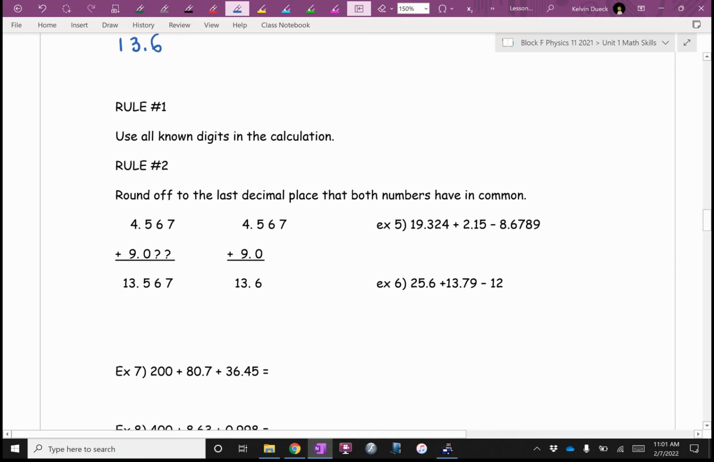So it's going to look something like this. Chloe, this 19.324, how many decimal places does it have? Yes, 3 there. 2.15, how many decimal places? Yep. 8.6789, how many decimal places? What's the smallest number you just wrote? We're going to go to 2 decimal places. Now again, 5 sig figs, 3 sig figs, 5 sig figs. I'm not counting sig figs, not for adding and subtracting.